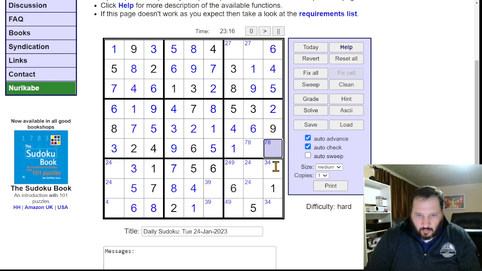Can't be a 4 anymore. Let me get rid of the 4. See, this is where I've got to be really careful with my pencil marks. See, here's a 7 and an 8. Okay. So that means this one could be an 8 and this one could be a 7. Okay, now that column is corrected.